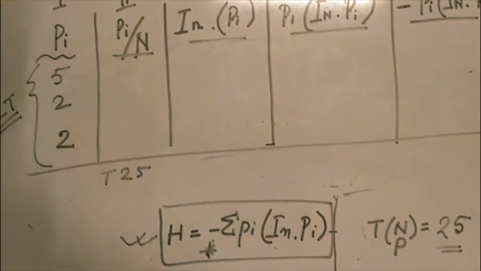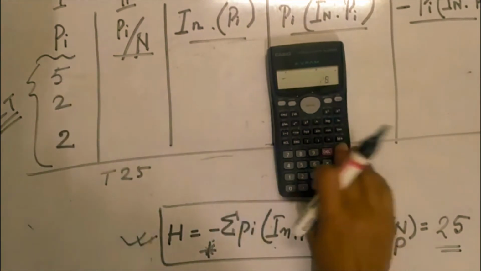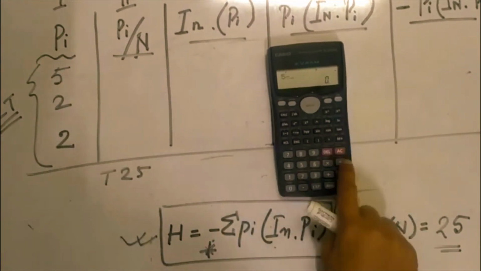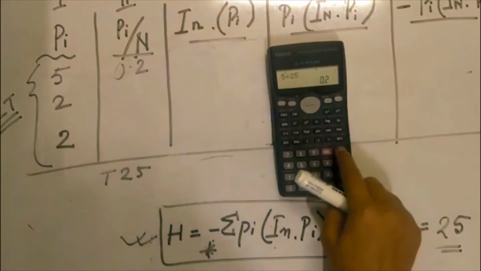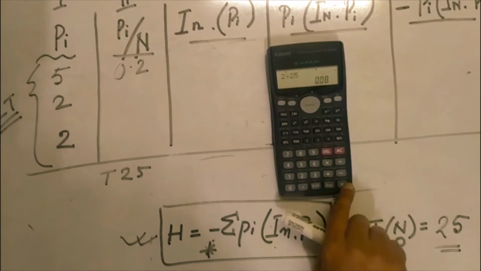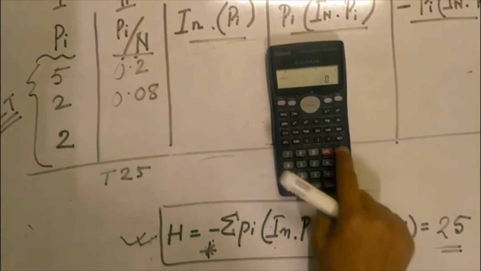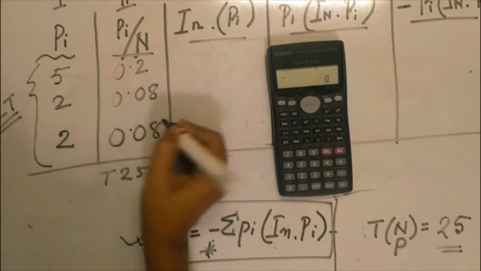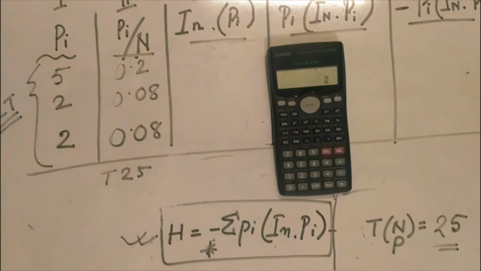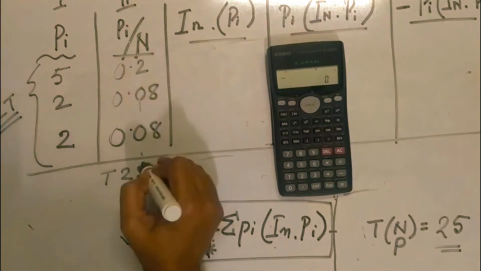Then what we will do? 5 by 25. Then you have to use the calculator. 5 divided by 25 is 0.2. Then 2 divided by 25 is 0.08. Then 2 divided by 25 is 0.08. Then what is natural log into Pi? Then we can get the Pi.